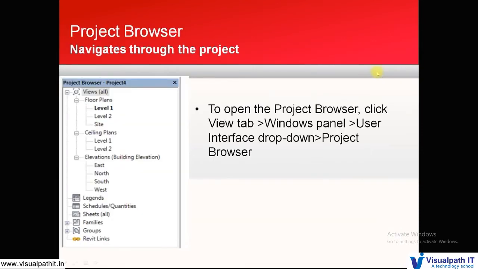When we talk about the project browser, you use it to navigate through the project. This is very important. Why? Whenever by mistake you close this, it goes off, and you will not be able to navigate the project. In order to open the project browser, you have to go to the View tab, Windows panel, User Interface drop down, and pick the project browser. So this is very, very important.